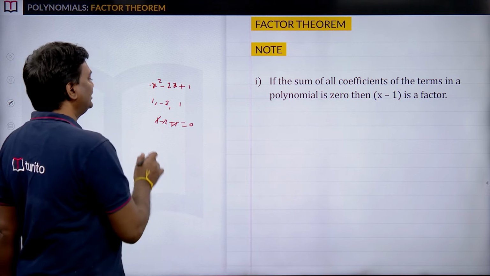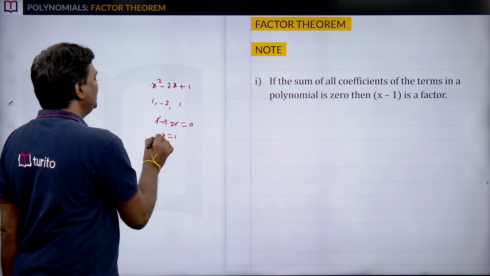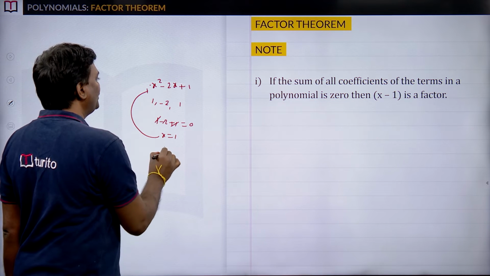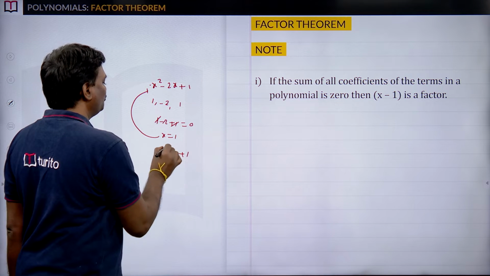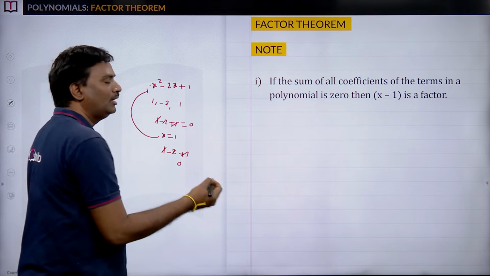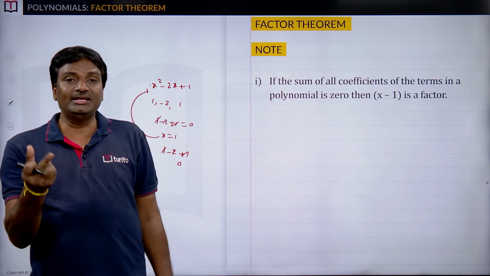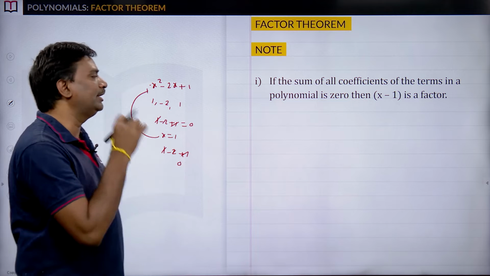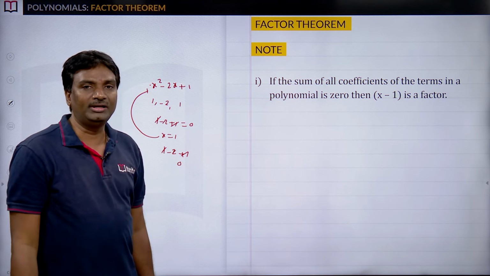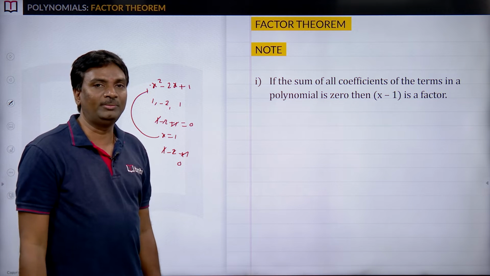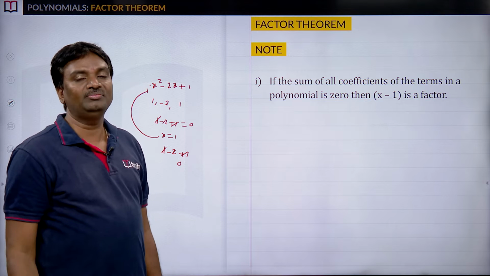So, let us check whether that is correct or not. If you take x equal to 1 in this polynomial, 1 square is 1, minus 2 times 1 is minus 2, plus 1. 1 plus 1 cancels the 2, and we get 0. So, it is applicable for any polynomial, not only for a quadratic polynomial. You may take a cubic polynomial, a bi-quadratic polynomial, or a 6th degree polynomial.